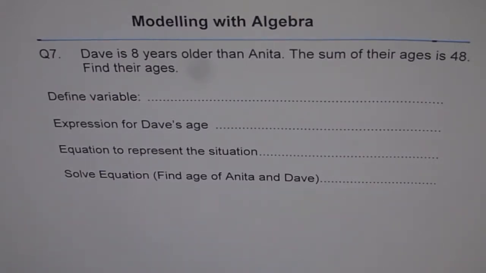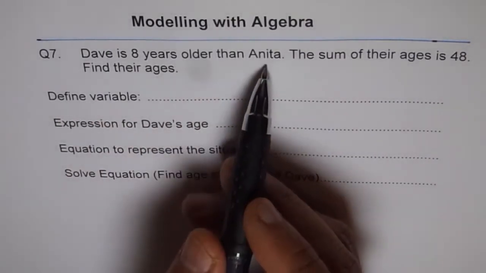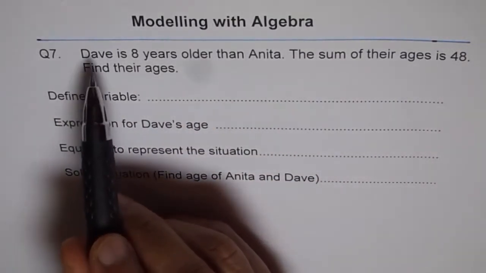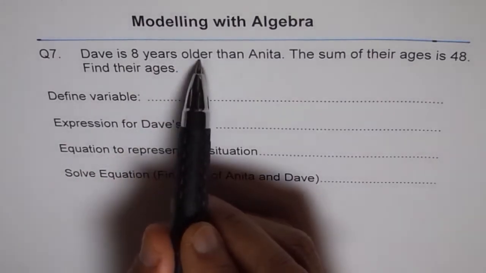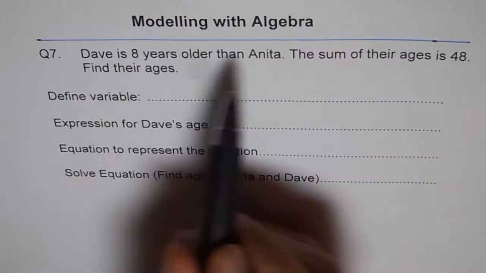First step is to define the variables. Second is to write down the expressions and then get an equation. And the last, solve the equation to find the answer. So let's define the variable. The variable here should be Anita's age, right? Since the question is, Dave is 8 years older than Anita. So if you know Anita's age, then you can write Dave's in terms of Anita's age.